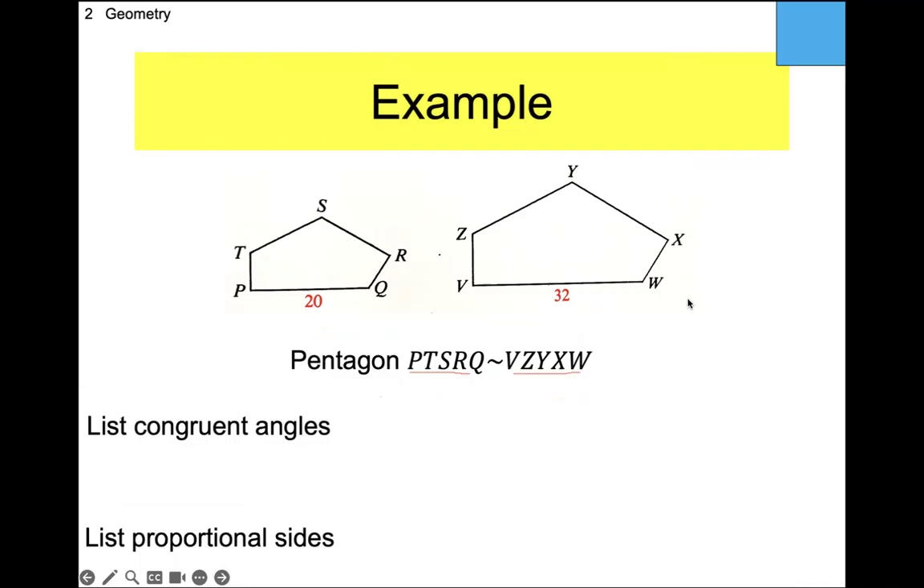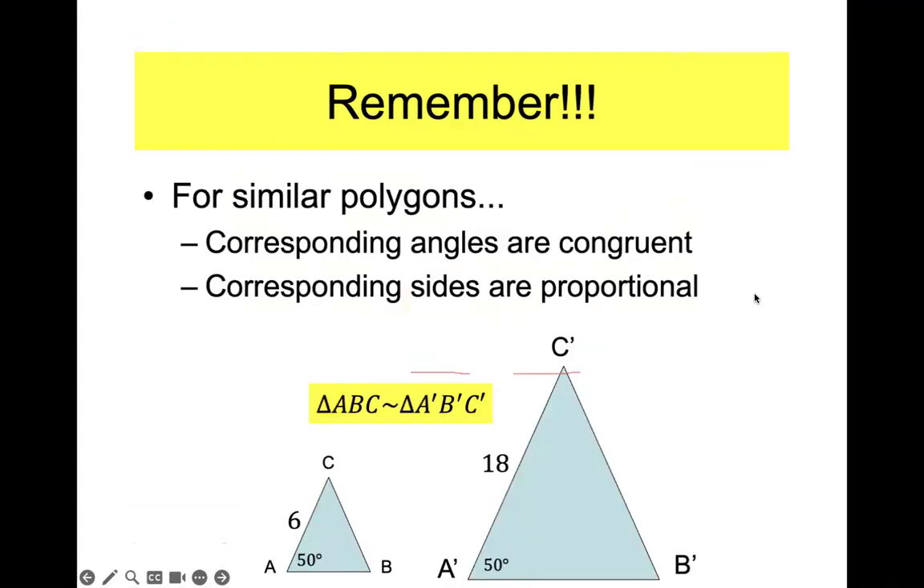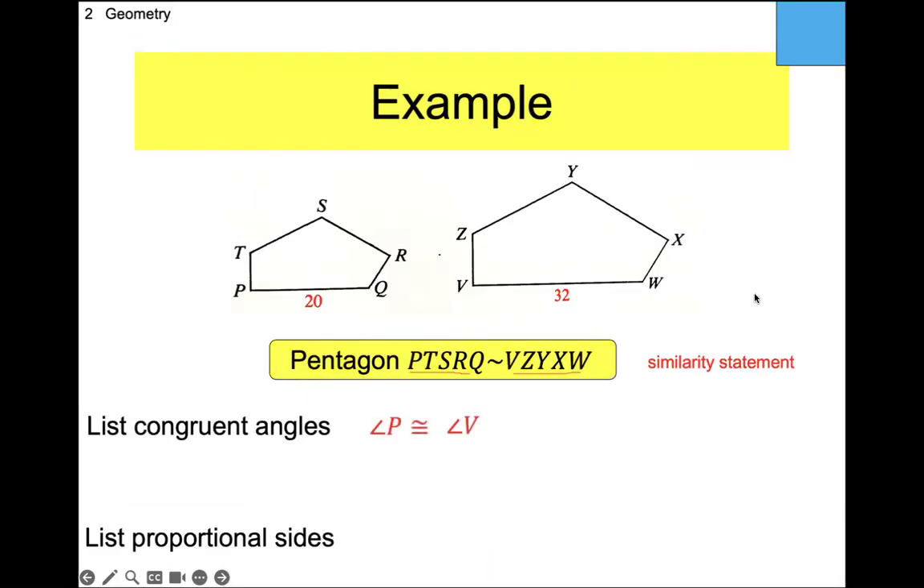So let's see. It makes sense to start left to right, so we'll start with angle P. So angle P corresponds to angle V, okay? Angle P corresponds to angle V. And then moving right along, T goes with Z, S goes with Y. You see what I'm doing? R goes with X, and lastly, Q goes with W. So that's pretty straightforward and easy.